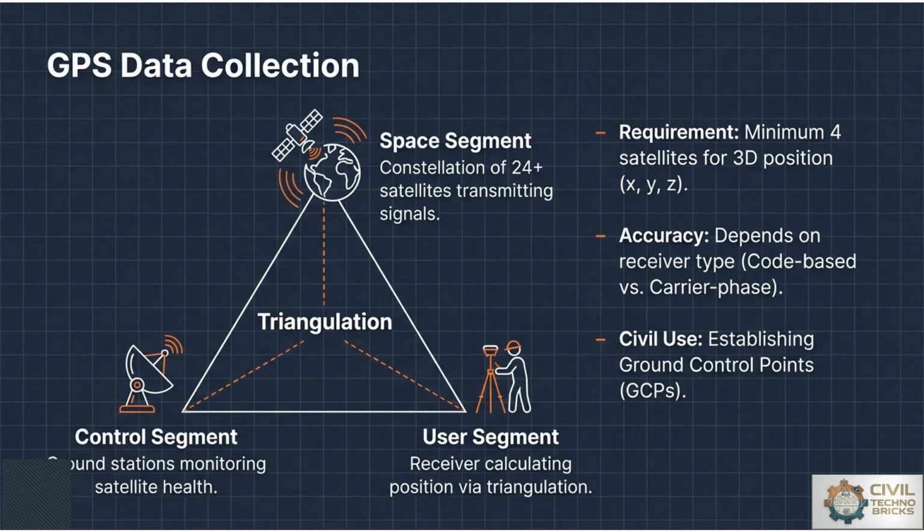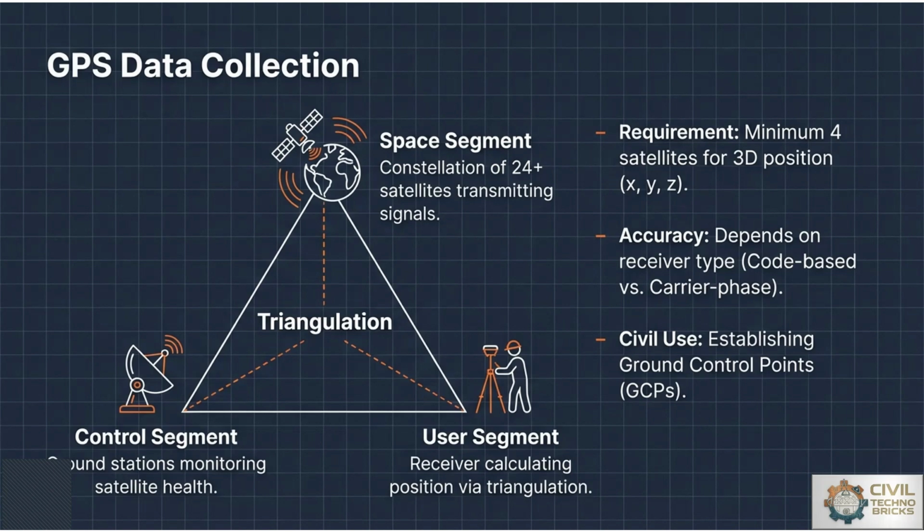GPS data is collected by using three main basic segments, which work on a triangulation procedure. So we are studying the concept of GPS data collection, which is an important component of remote sensing and GIS application in civil engineering. It helps in collecting accurate geographic coordinates for mapping, surveying, and infrastructure planning procedures. These three segments are the space segment, control segment, and user segment.